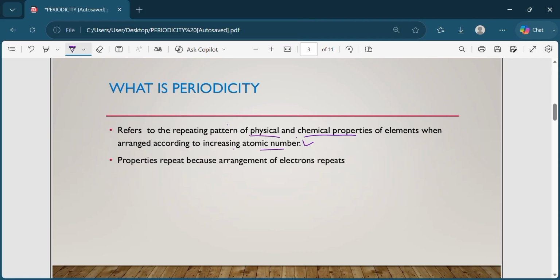So when we talk about periodicity, it is just a repeating pattern of the physical and chemical properties we are already discussing, of elements arranged according to increasing atomic number. All of us know atomic number is just the number of protons in the nucleus of an atom. These properties keep repeating because the arrangement of the electrons also repeats. That is something key for you to take home: the arrangement of electrons also repeats.